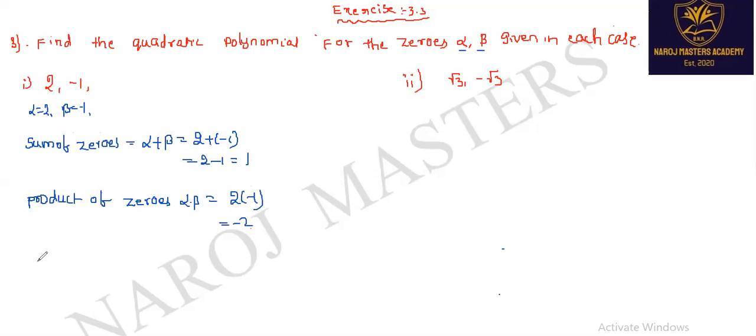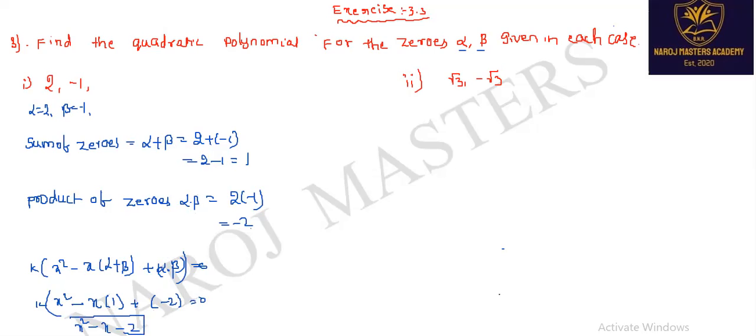Now we know the format of the quadratic polynomial, that is k into x square minus x into alpha plus beta plus alpha into beta. In this format, substitute the values of alpha plus beta and alpha into beta. So x square minus x into 1 plus minus 2. You'll get x square minus x minus 2 as the quadratic polynomial, equal to 0. Now in the second question, alpha is root 3 and beta is minus root 3, or you can take the reverse also.